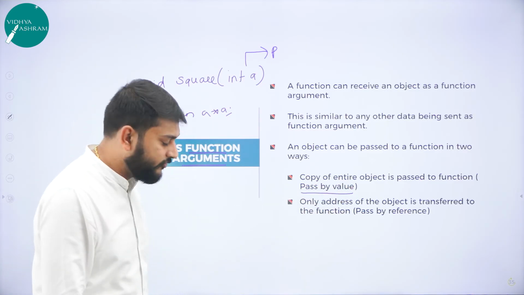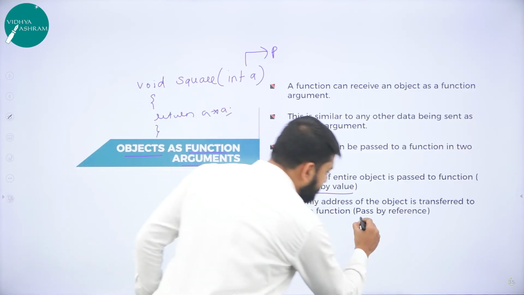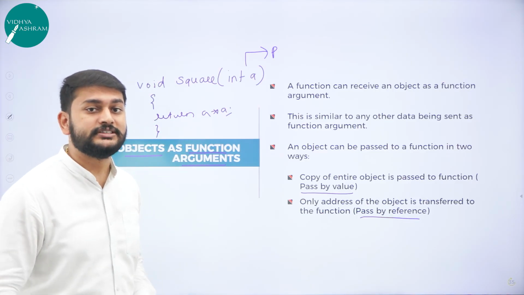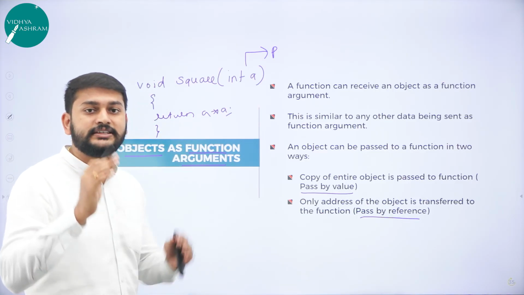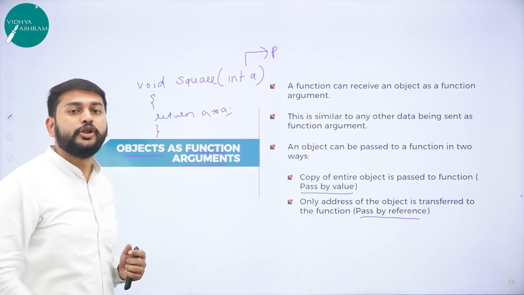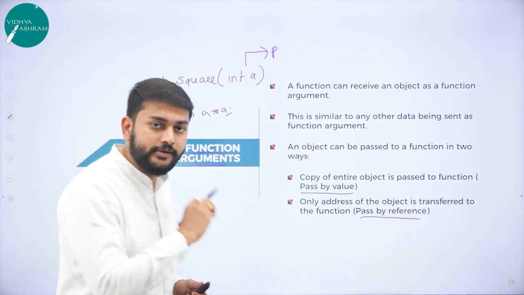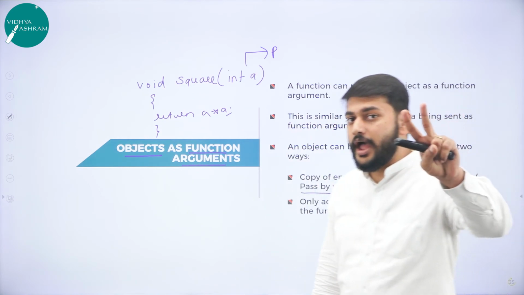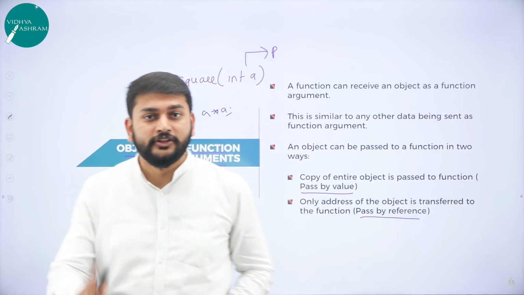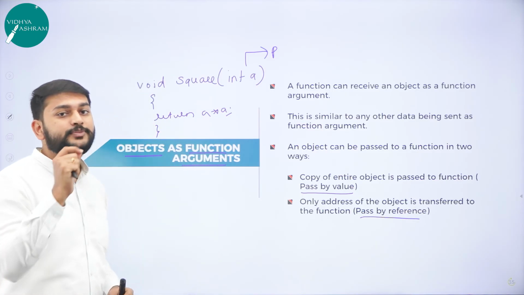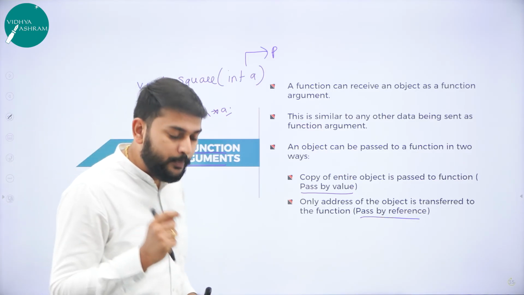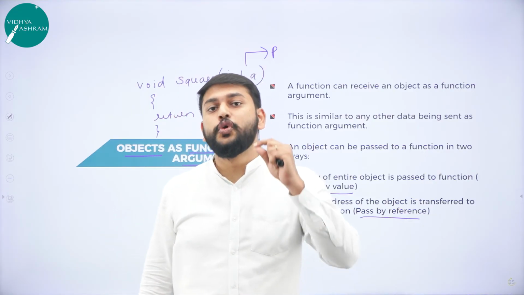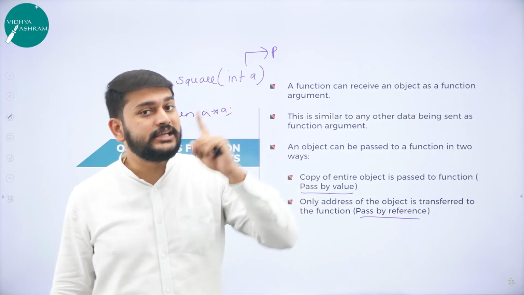The second one that I have is pass by reference. Pass by reference in the sense you're just sending the address, not the entire value. So how many ways can I send the object? I can send the object in two ways. The first one is pass by value. The second one is pass by reference. That is what you need to remember if you are sending the object as an argument.